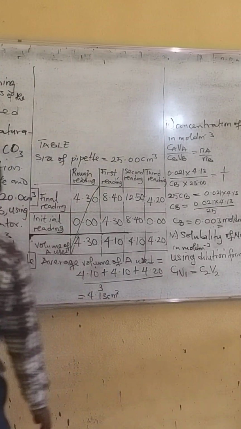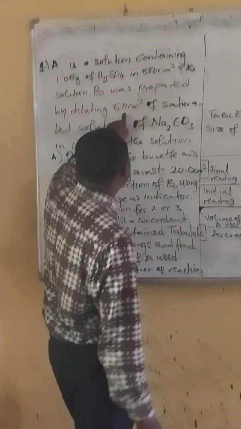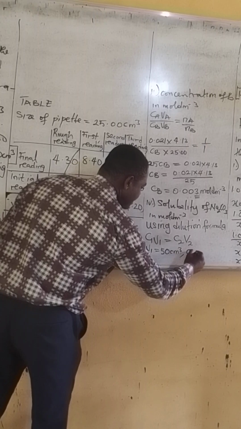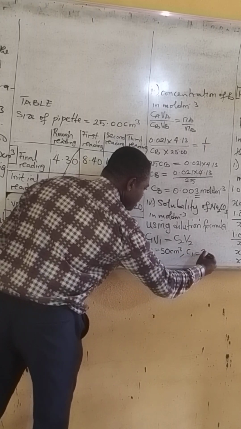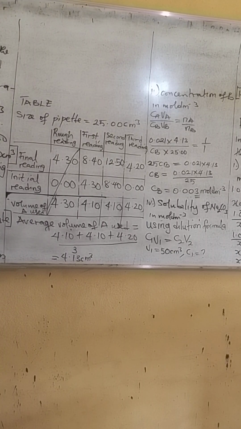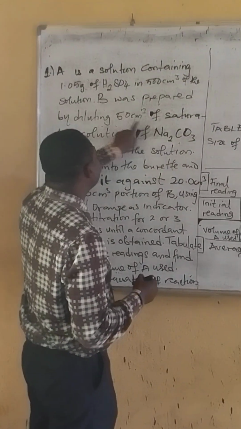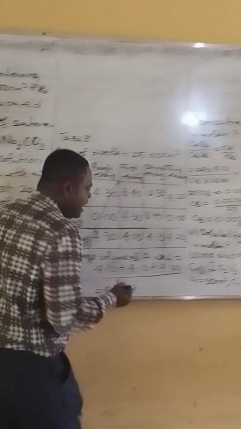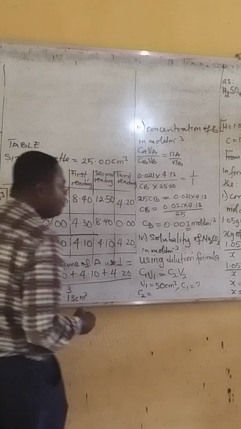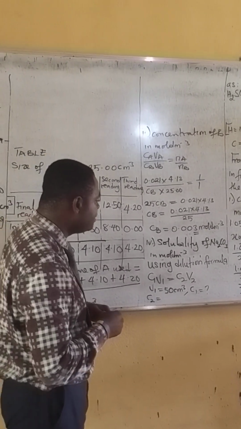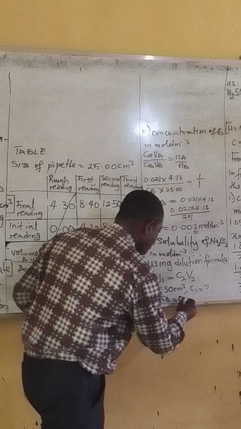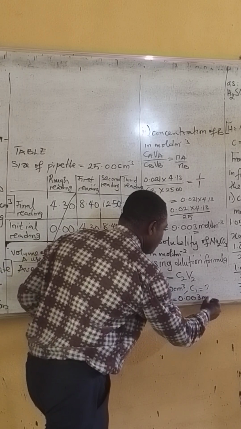So now look at the question. They say B was prepared by diluting 50 cm cube. So our V1 is 50 cm cube. Then our C1 is unknown. They didn't say anything about it. They just say B was prepared by diluting 50 cm cube of saturated solution of Na2CO3. They didn't talk about the concentration it was, so we don't know it. Then our C2 is the molarity we just got, our CB. So this one is same as the CB, which is same thing as what? 0.003 mole per dm cube.